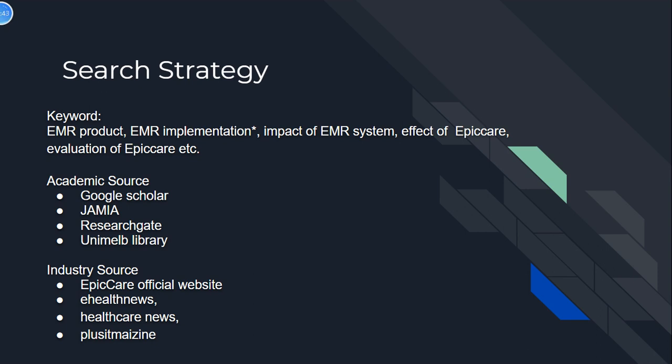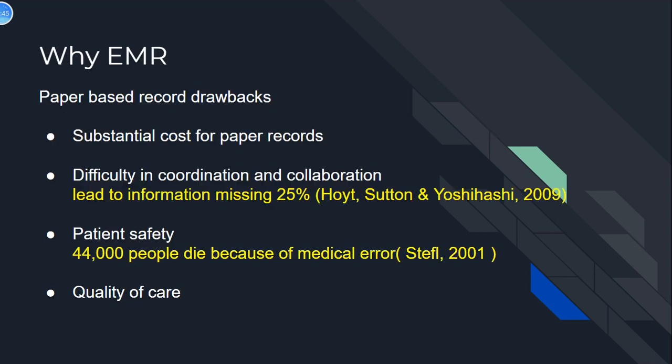There are several reasons why we need the electronic medical record system. The first thing is that having a paper-based record requires a large amount of money from the hospital to store, transport, and copy the records. The second issue is that the paper-based record makes it difficult for physicians to collaborate and coordinate, while information is missing very often. According to a previous study, paper charts are missing as much as 25% of the time when using paper records.